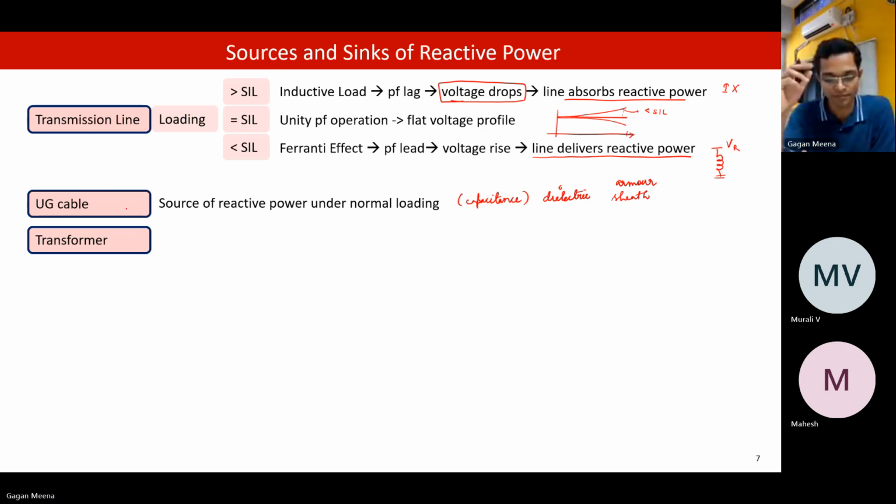Transformer: to set up a flux in the core of the transformer, it requires a magnetizing current.